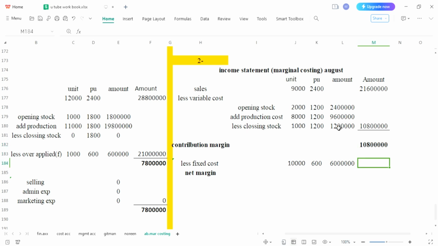And next, fixed cost will remain fixed at 6000. Now we can calculate our contribution or net margin, which is the difference between fixed cost and contribution margin. Your contribution margin is 1080 and you will subtract fixed cost, which is 6000. This way you have calculated your net margin for the second part according to marginal costing.